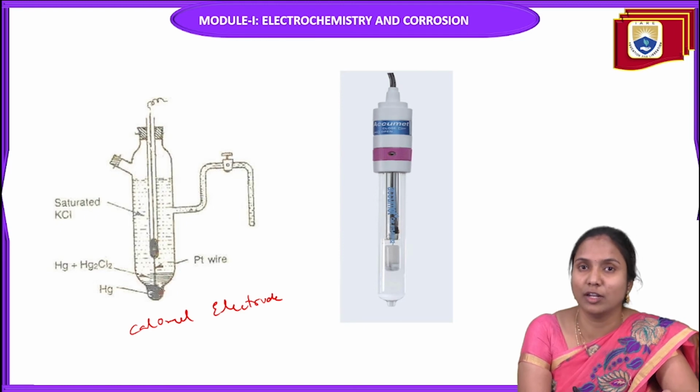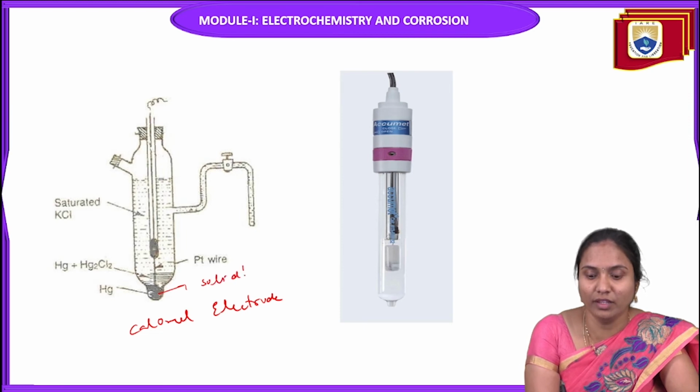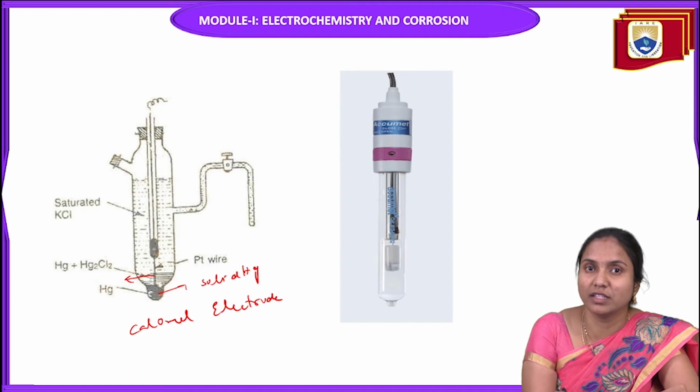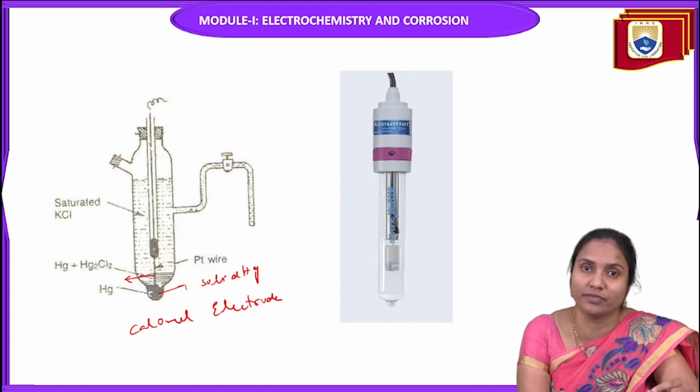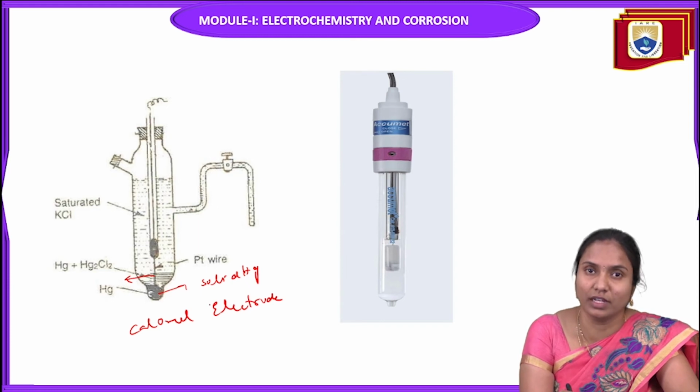So here in this Calomel electrode, as we already discussed just now, it acts as a secondary reference electrode. It is used for determination of electrode potential. This electrode consists of solid mercury covered with mercurous chloride. It is the best example of a metal insoluble salt electrode.